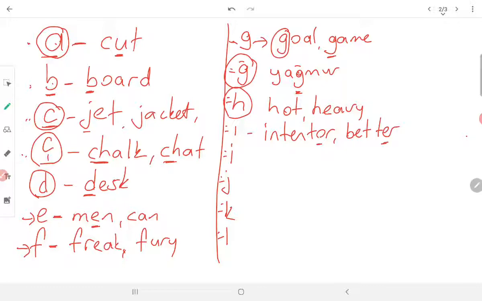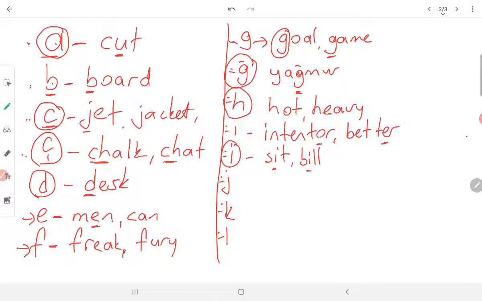So next one is E. So this is E, not I, okay? It's E. Like sit or bill, okay? E.